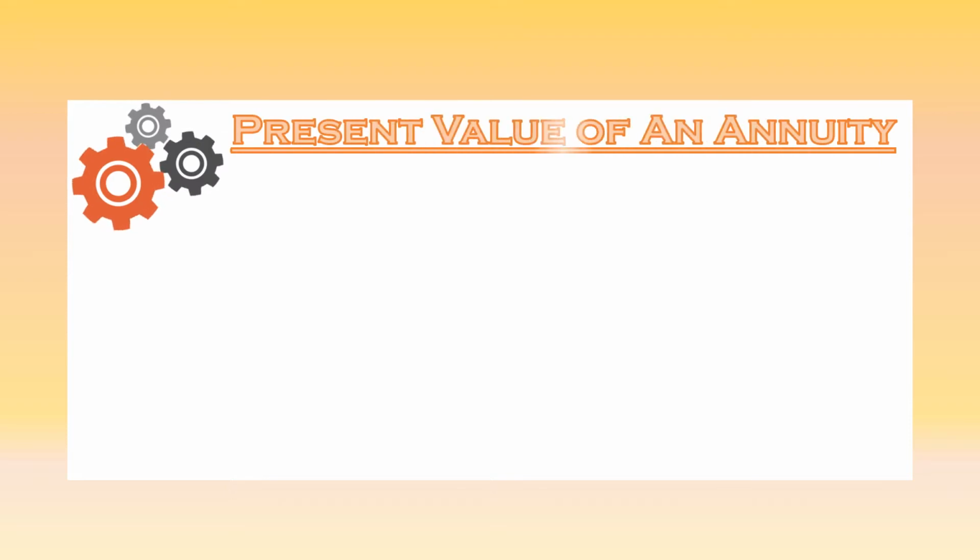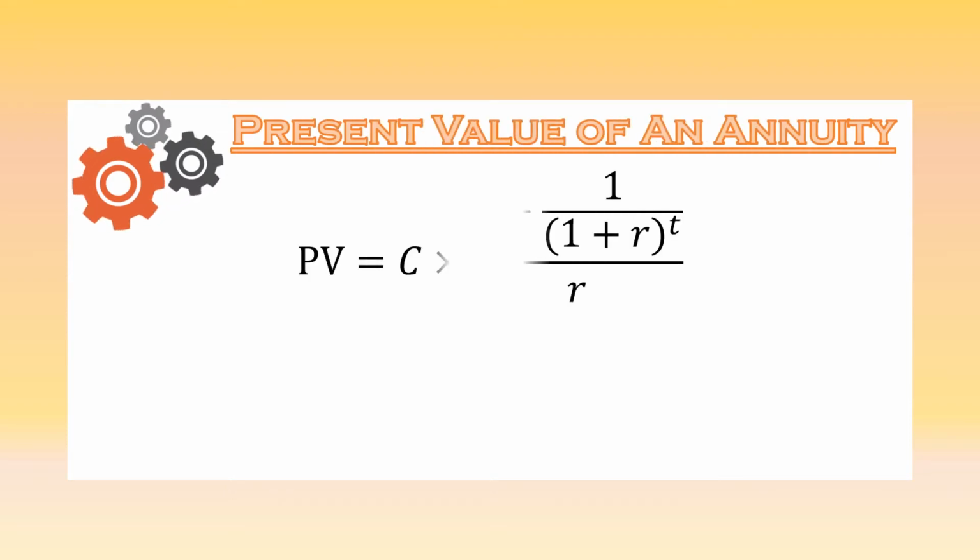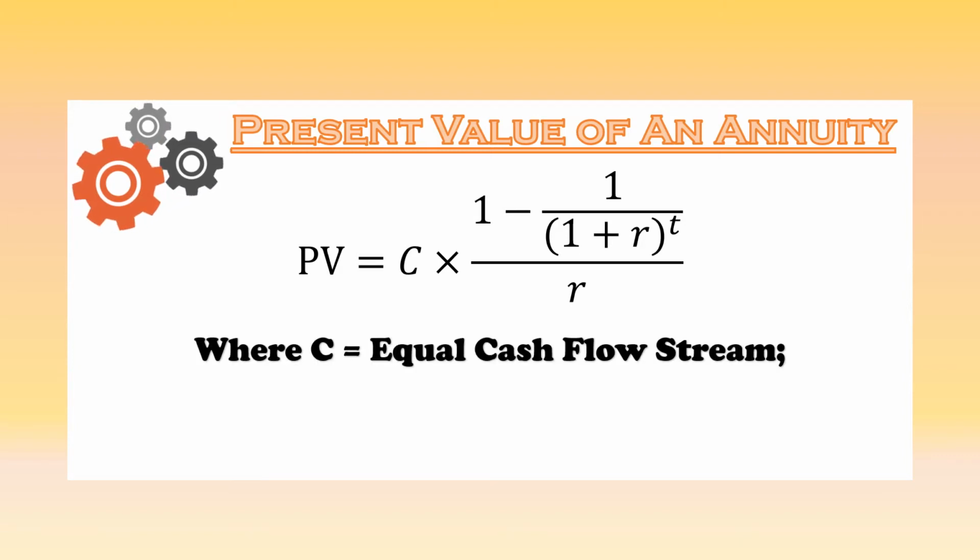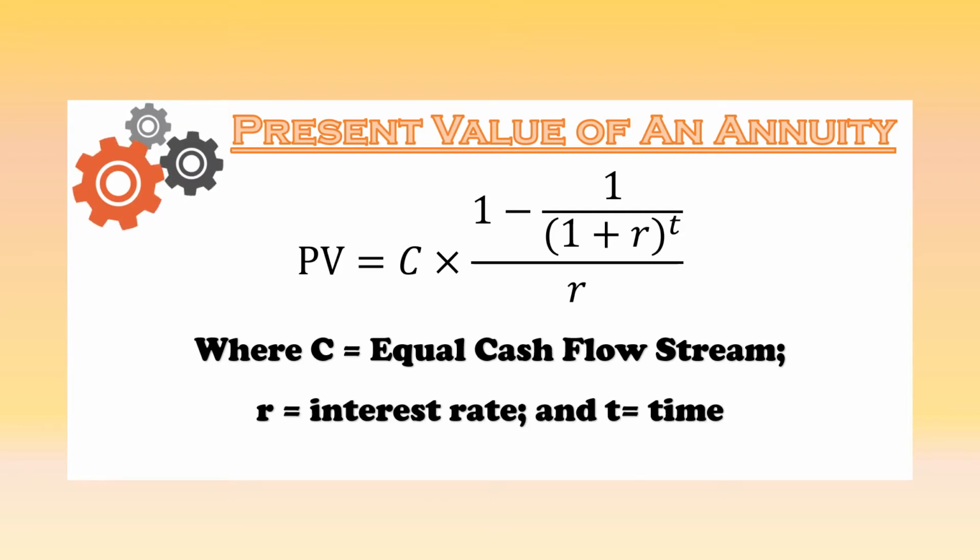The present value of an annuity is computed as: present value of an annuity equals C multiplied by 1 minus 1 over (1 plus R) raised to T, all over R, where C is equal to the cash flow stream, R is the interest rate, and T is time.